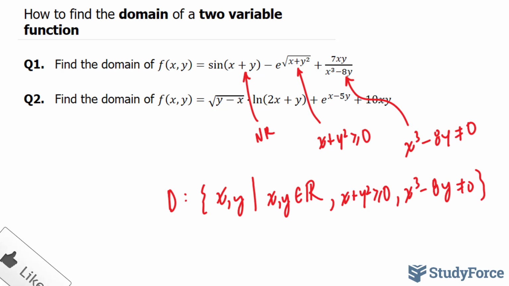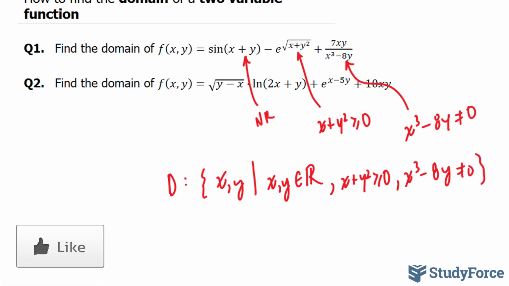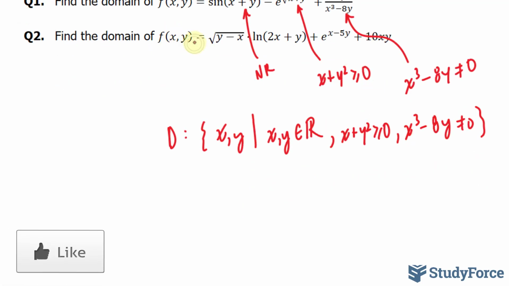Let's move on to question number 2. This time our function is defined as f of xy for the following. Let's start with the first term. We have the square root of y minus x times ln of 2x plus y.